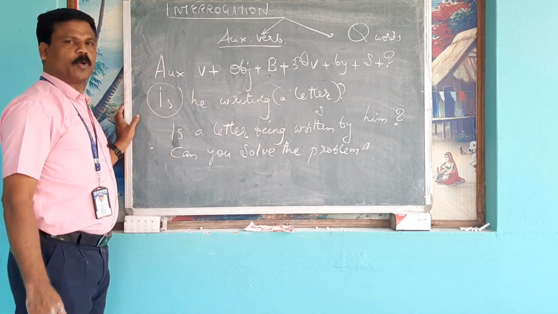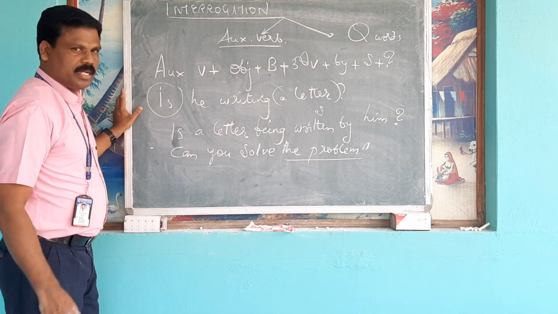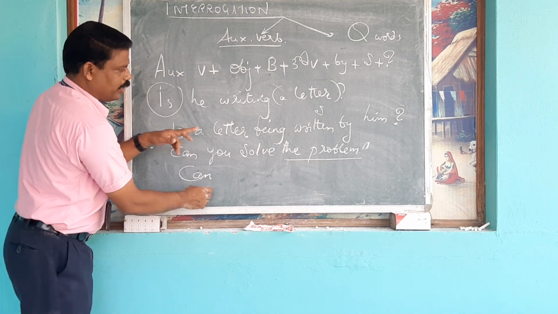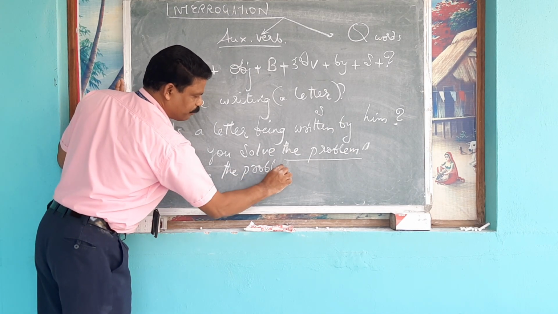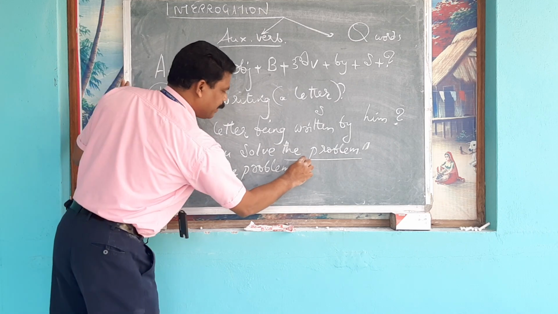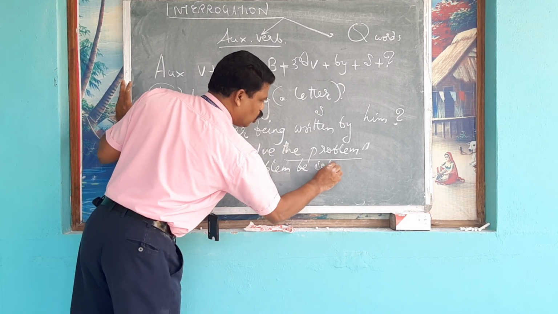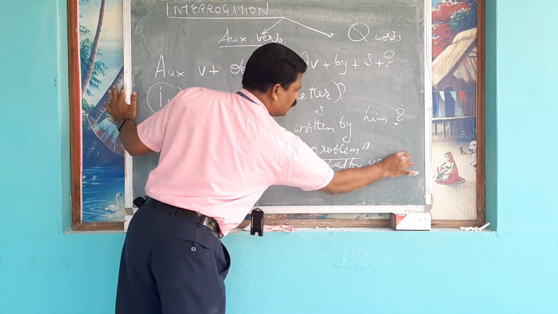Can you solve the problem? Here the object is the problem. Auxiliary, can, object, the problem. Can के साथ जोड़ेंगे be, solve तीसरा फॉर्म solved, by you. Then question mark.